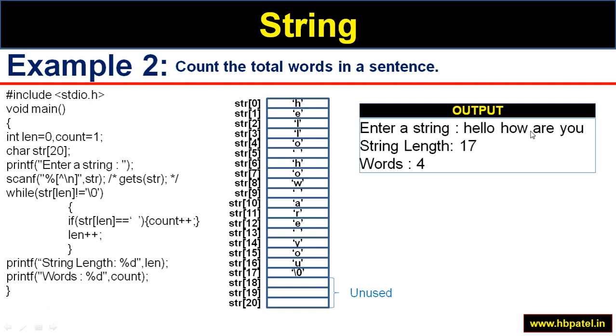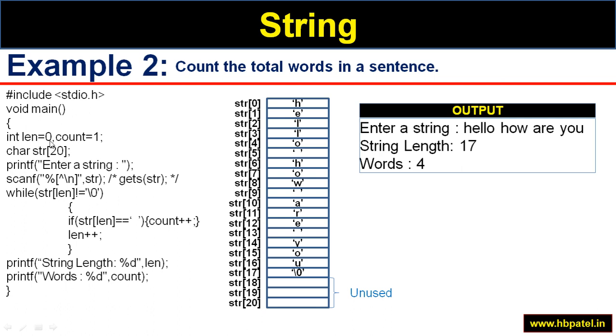The total number of spaces: 1 space is between hello and how, the second space is between how and are, and the third space is between are and you. So the total number of words is equal to spaces plus 1. So 3 spaces plus 1, so words will be 4. For that we use a count of 1. Why do I start from count 1? Because at least there will be one word in the input. So we start with 1, and the moment we encounter a space, we'll be incrementing the counter.